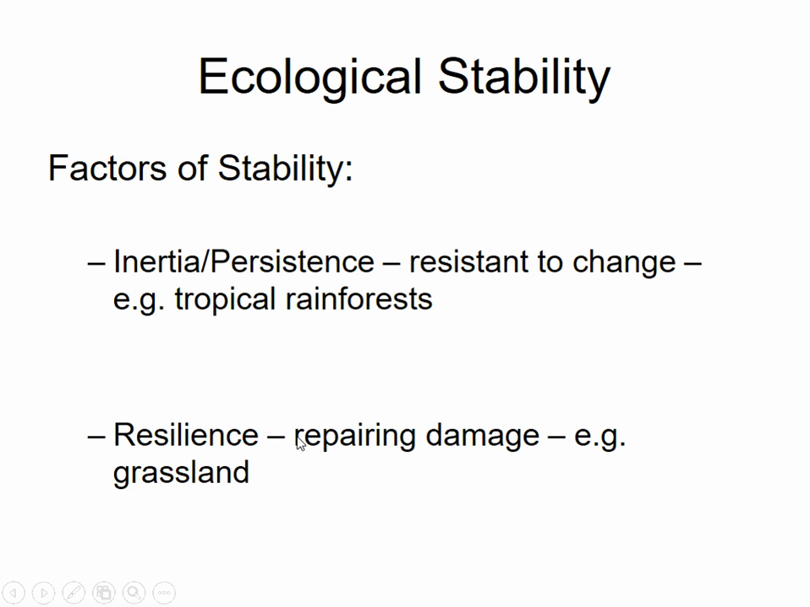In its place, ecologists do argue that there is stability to ecosystems. Generally speaking, the more biologically diverse, the more resistant to change they are. There's also resilience. That's the ability to bounce back after disturbance. Usually, ecosystems have one of these two factors, whether it's inertia and persistence, or resistance to change, or resilience, the ability to bounce back. Let's look at an example of each.